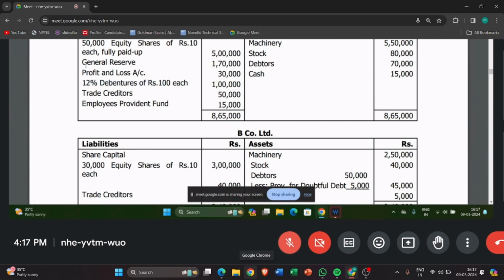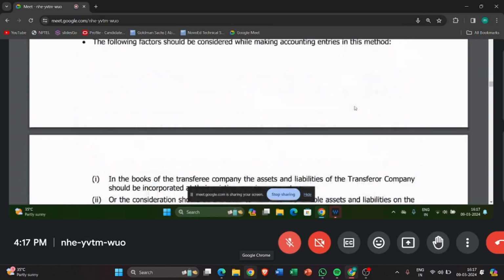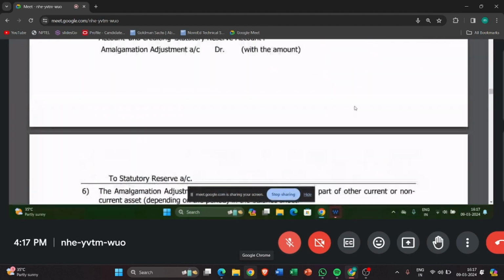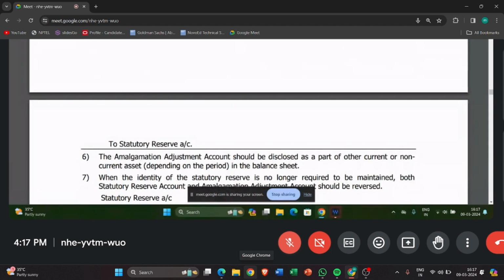Here he says general reserve. If you have something like a statutory reserve, then what is to be done? As it is, we will transfer the statutory reserves to the transferee company by simply opening an account which is called the amalgamation adjustment account.